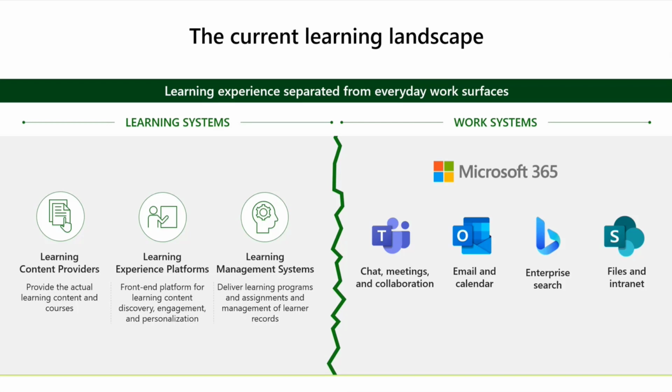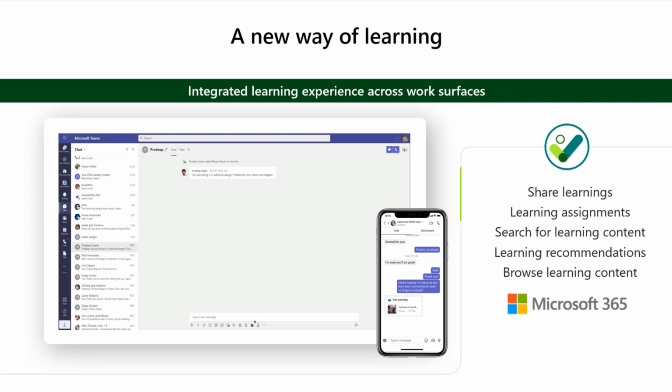So what if we had a new way of learning that intertwined the experience of learning and personal development throughout the work surfaces that you're already working in? And that brings us to Viva Learning. Viva Learning is an in-the-flow learning solution for employees to discover, share, and consume learning content from libraries across your organization. Viva Learning is built for Microsoft Teams and Microsoft 365. This means Viva Learning is in the unique position to truly bring learning to where employees are working, like integrating into Teams chat and tabs and throughout Microsoft and Bing search.